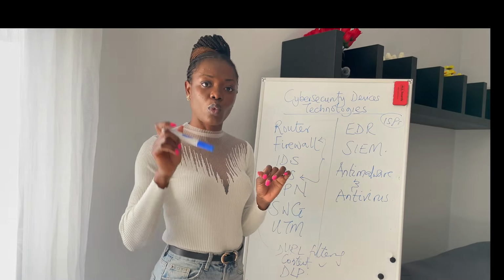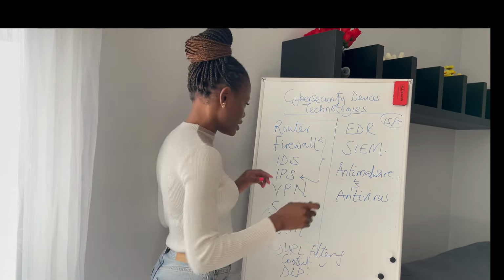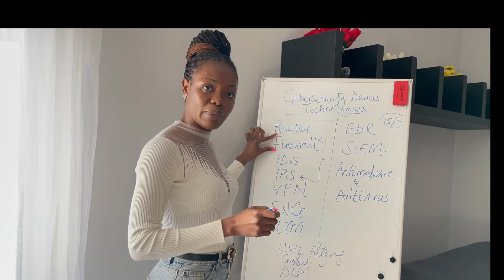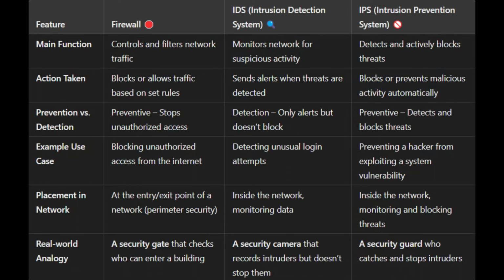But an IPS would detect it and block it immediately so it doesn't come into your system. So if something actually bypasses a firewall, it probably will not bypass an IPS. As you can see from the screen, a firewall controls and filters the traffic. An IDS monitors suspicious activity and alerts maybe the security team, and then the IPS actively blocks these threats.